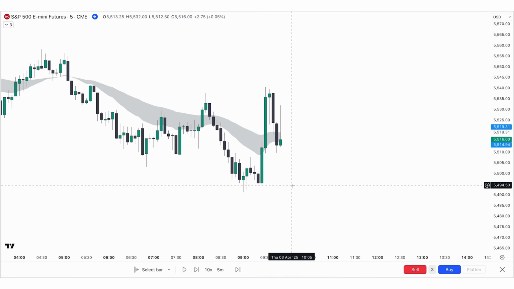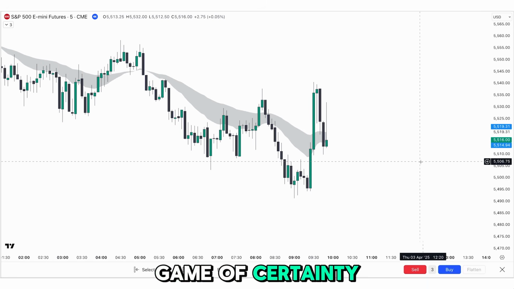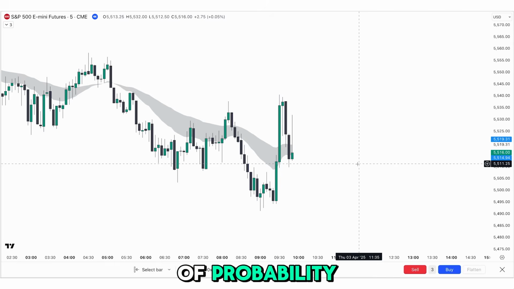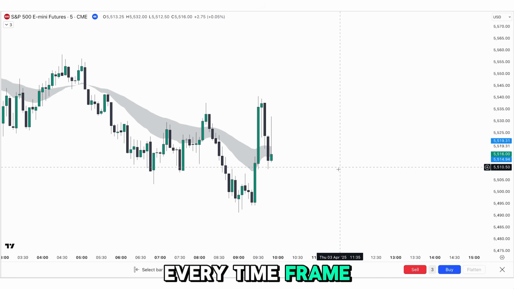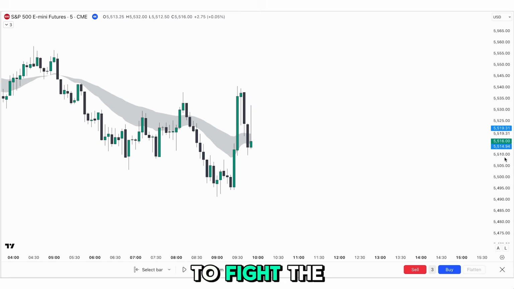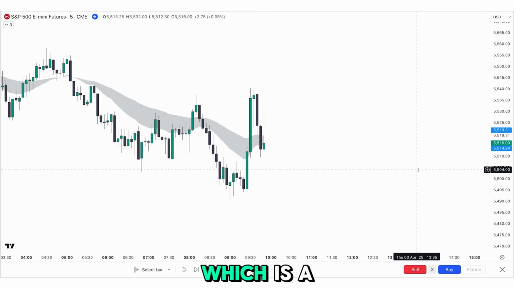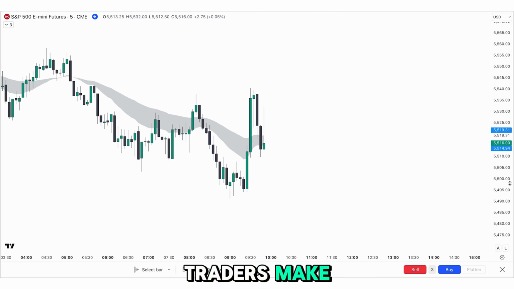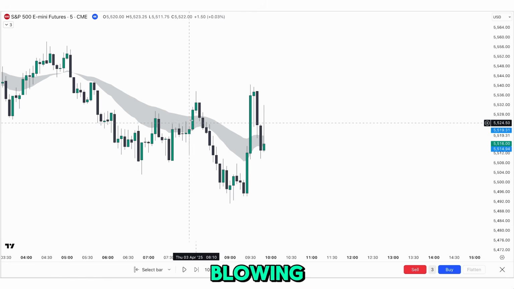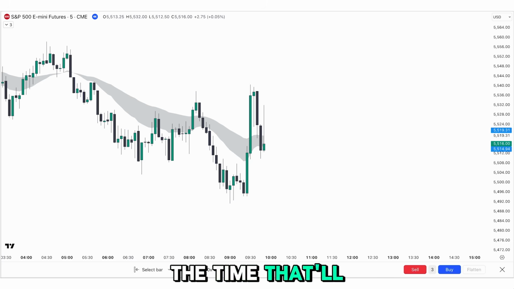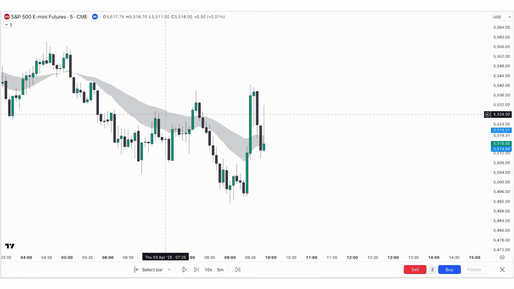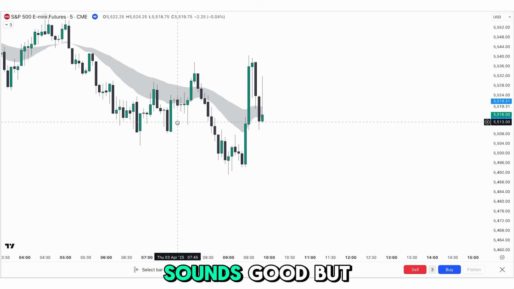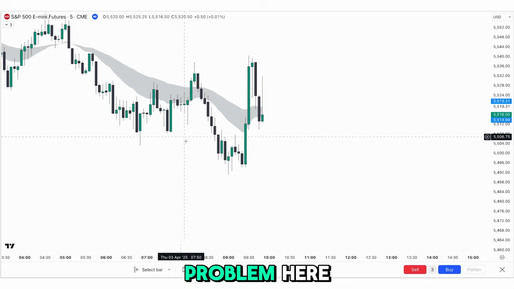But remember, this isn't a game of certainty. It's a game of probability. And so far, every time frame is pointing bearish. We don't want to fight the trend or try to predict the next move, which is a huge mistake that a lot of traders make. We just want to go where the wind is blowing, and most of the time, that'll put us in the right spot. So what we're looking for here is a trend continuation, a clean entry that's backed by bigger picture momentum. Sounds good, but there's one small problem here.